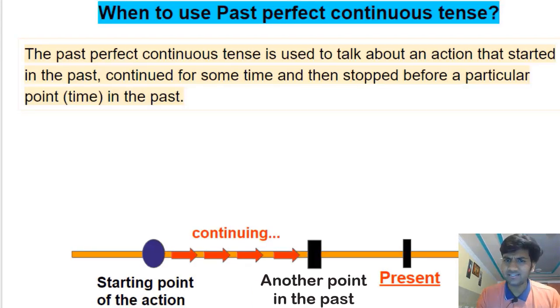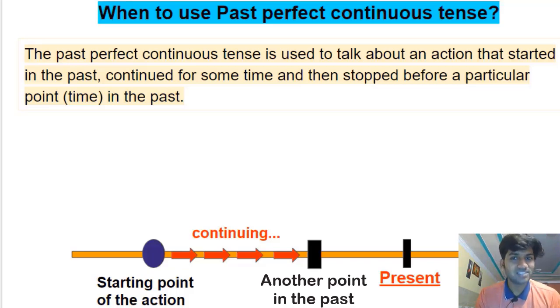So let's understand when exactly do we have to use past perfect continuous tense. When do we need this tense? See guys, if you just look at the word past perfect continuous tense, it's past, done, perfect, completed, continuous means there was some continuity, tense means time, right?